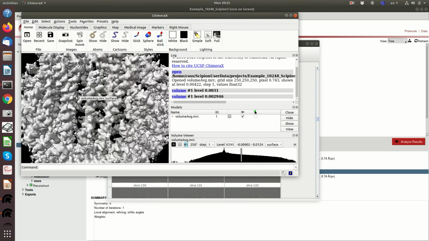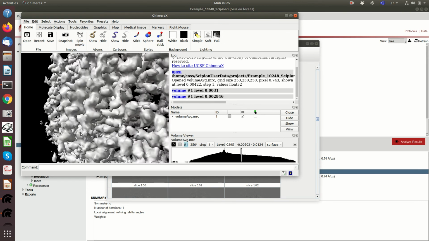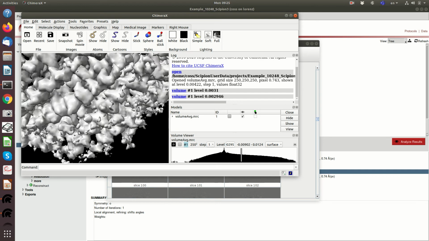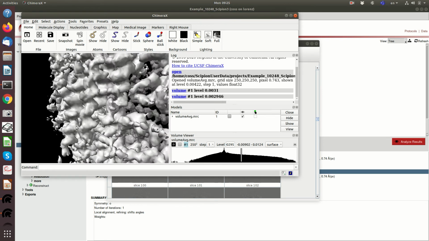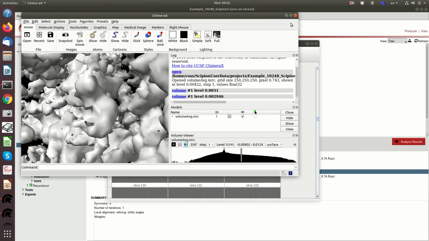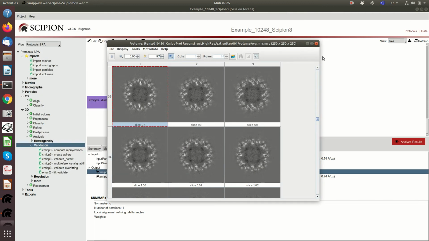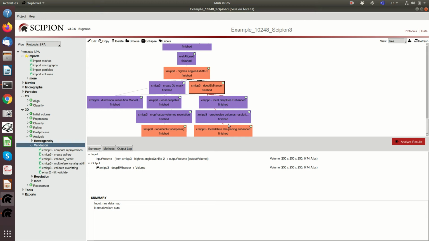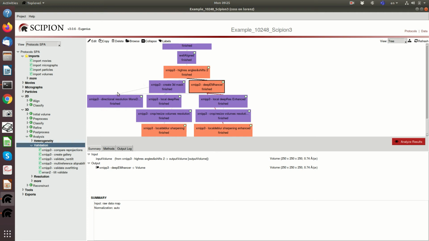But it is pretty. You see the alpha helices pretty well, and then we will clean it and restore it. For that we can use this DeepEMhancer, and the DeepEMhancer, let's look first at this branch.